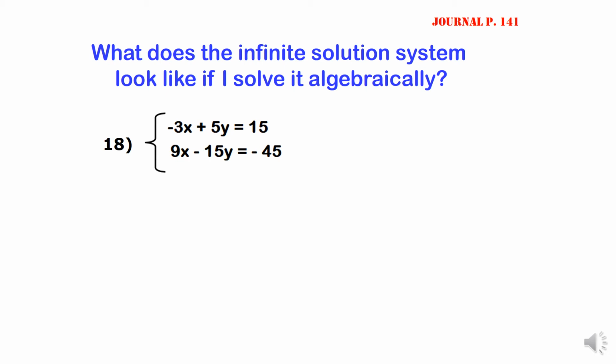Okay, so we saw what happens with a no solution. We end up with numbers that don't equal each other. So what happens with an infinite solution if I solve it algebraically, if I don't do slope-intercept form and figure that out first? I have to make an opposite here. I'm going to do it with elimination. I'm going to multiply this one by 3. So I get negative 9x plus 15y equals 45. Then I rewrite the other equation underneath.